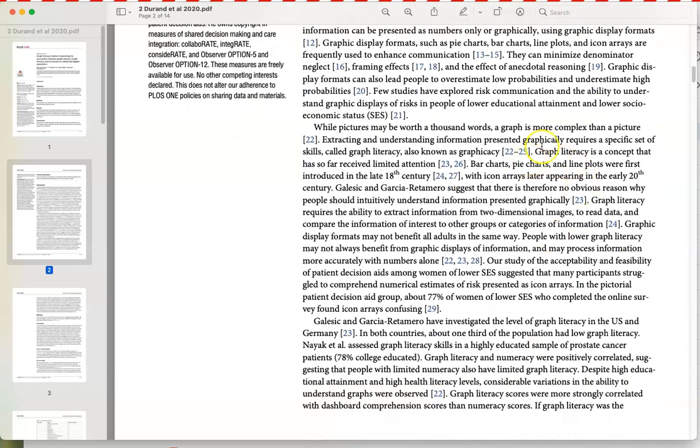In addition, I'm going to scroll down here. Graphic literacy, what's the concept of it? Graphic literacy requires the ability to extract information from two-dimensional images, to read data, and to compare the information. Graphic displays may not benefit everybody. You have to take into account the visual learner, or the type of learner, so you're looking at a universal design element of learning between health literacy and graphic literacy.